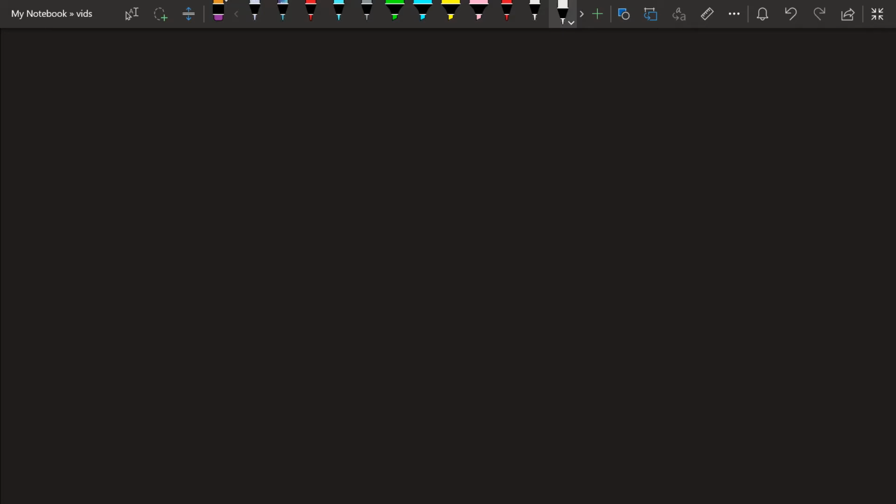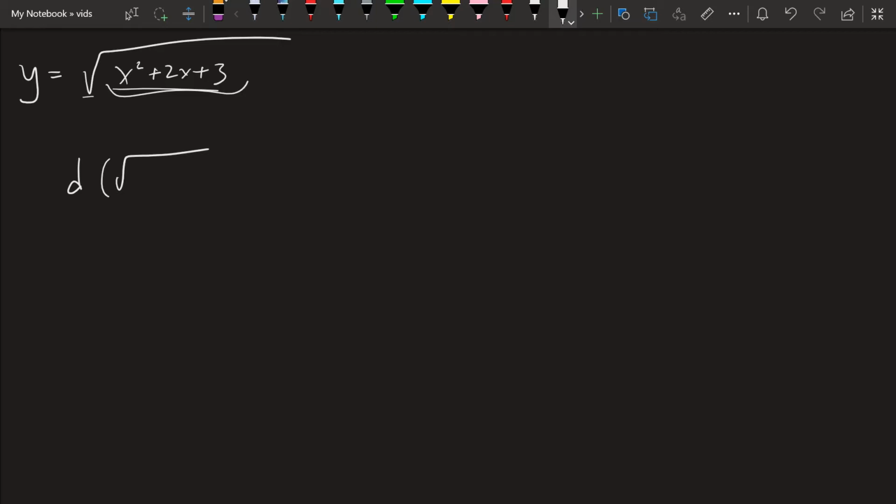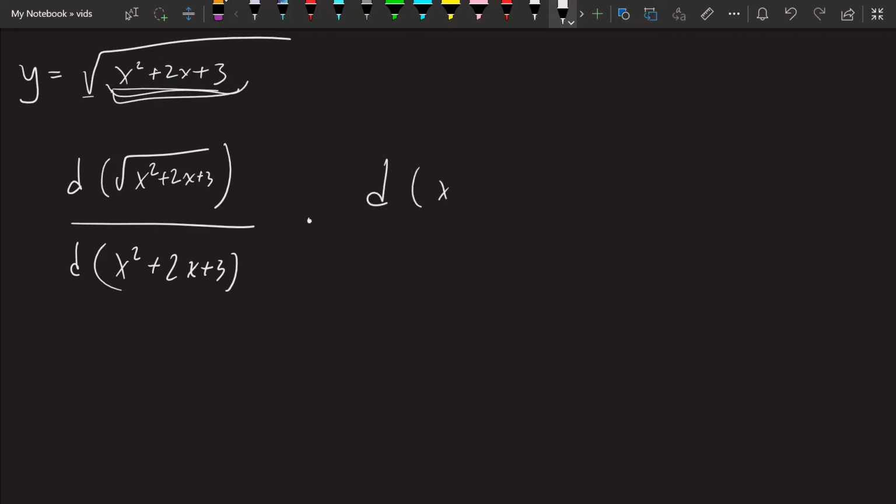So let's do example 1, page 53. y is equal to the square root of x squared plus 2x plus 3. Here we have 2 different functions, the square root and the function inside it, x squared plus 2x plus 3. Let's apply the rule: the derivative of the square root, with respect to x squared plus 2x plus 3, multiplied by the derivative of the inner function with respect to x.